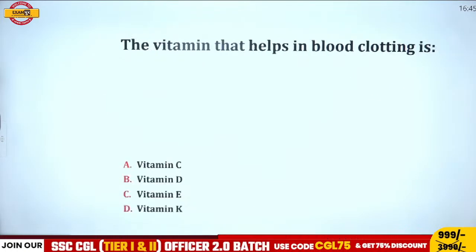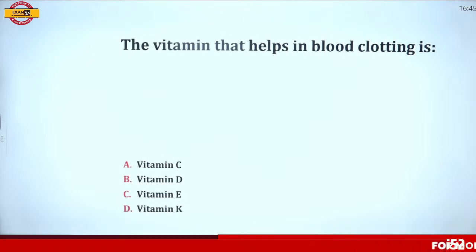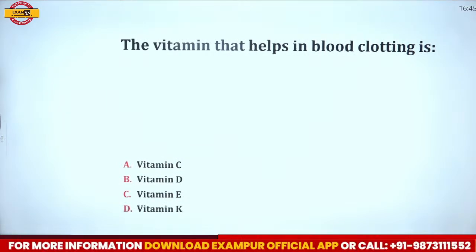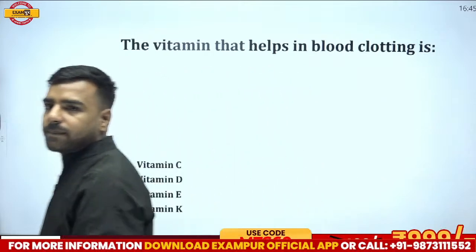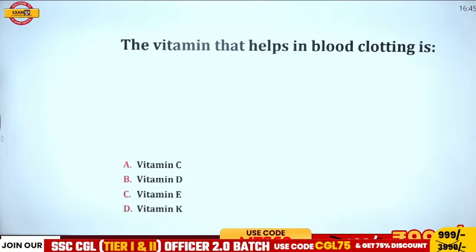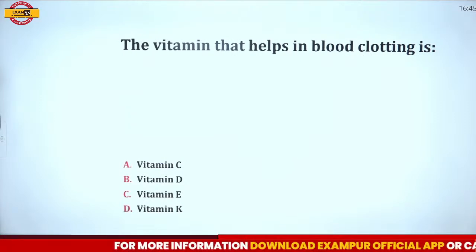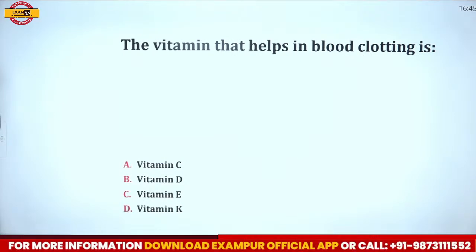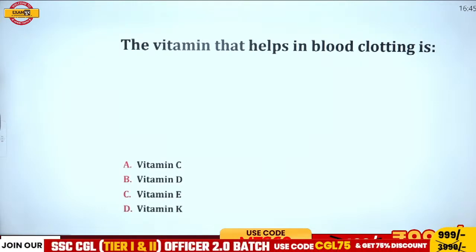Okay, so let's have a look at the next question now. The vitamin that helps in blood clotting is dash. So is it vitamin C, D, E or K? What do you think? What is the correct answer here? And everyone who is there in the session, please start giving answers. Answer please. The question is, the vitamin which is helping in blood clotting. What do you think?